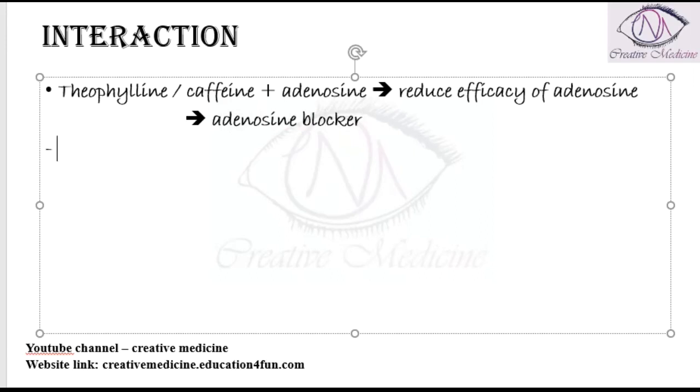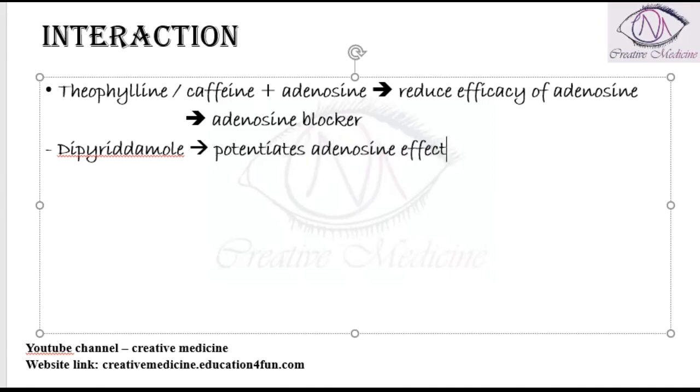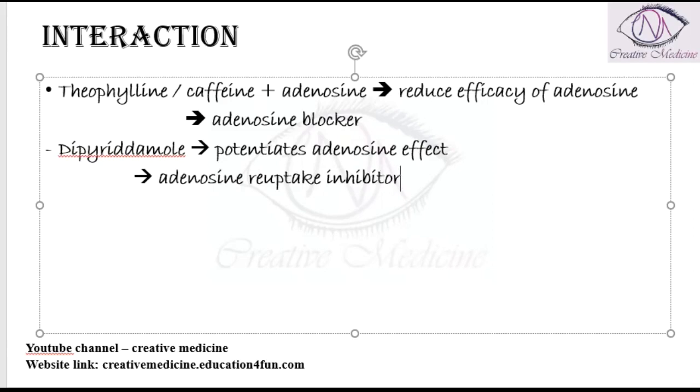Then we have dipyridamole. This dipyridamole will actually potentiate the adenosine activity. Because it will potentiate the adenosine effect, we can call dipyridamole an adenosine reuptake inhibitor.